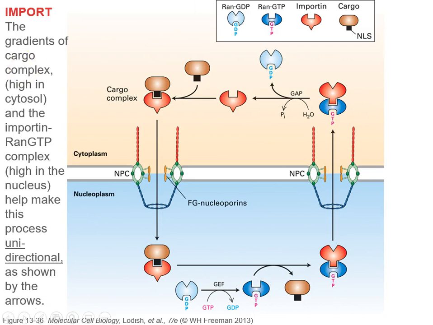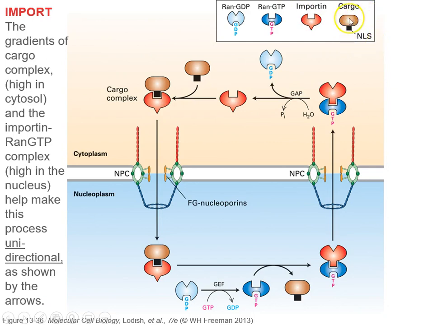I have lots of pictures from lots of different textbooks. Let's talk about how import happens. The last slide just outlined the principles. These are the players up here at the top. Here's our RAN GDP, and remember that's inactive. Here's RAN GTP. When GTP is bound, a conformational change occurs. Maybe they should have made it a different color, but anyway, this is important.